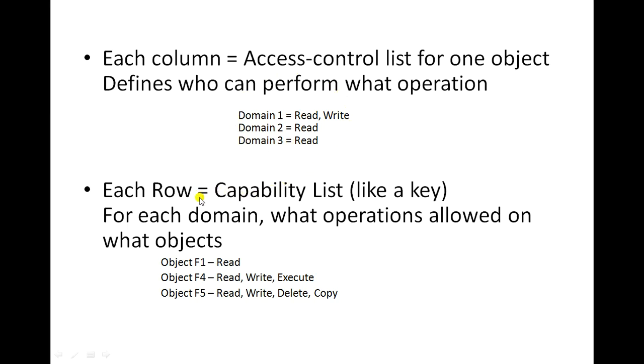Similarly, each row can be implemented as a capability list, like a key. For each domain, it defines what operations are allowed on what objects. So each row is a capability list which defines, for each domain, which operations are allowed on what objects. For example, there is an object F1.